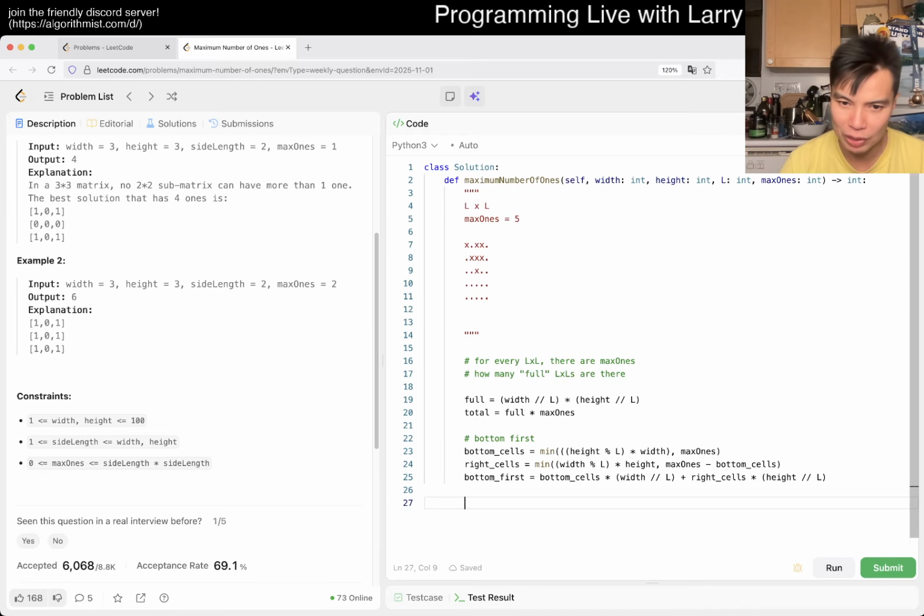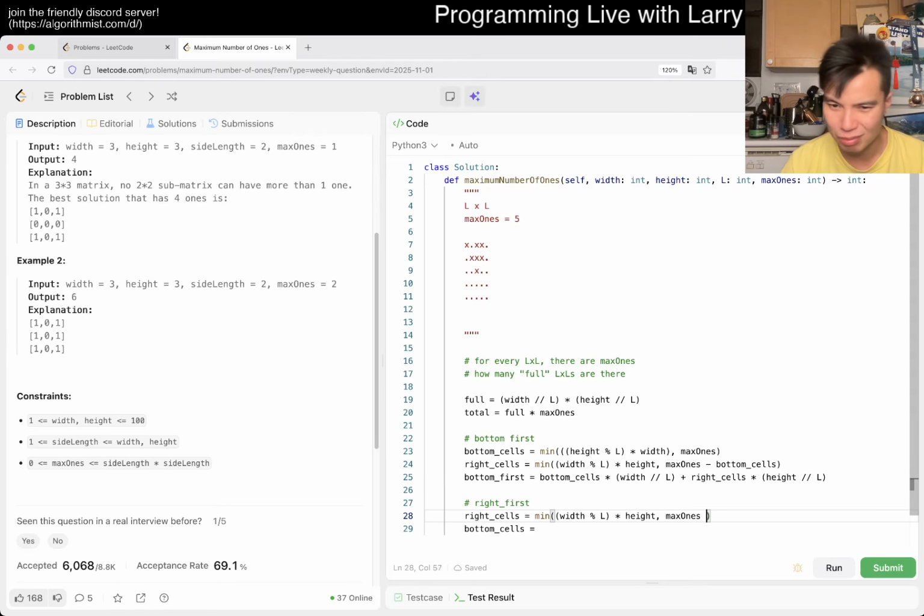And then now we want to do right first. So then bottom cells in this case comes after right cells, because we're doing right cells first. And it's basically the same thing except for that. And maybe you could generalize this in a for loop if you like, but this is basically the idea, right?